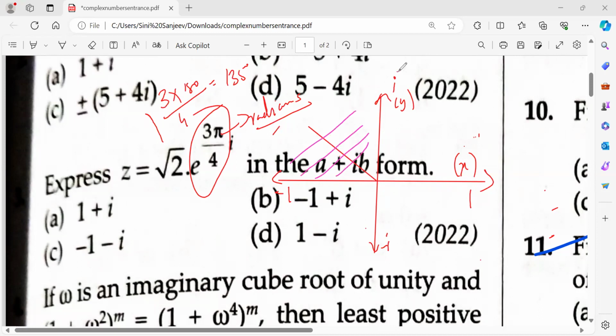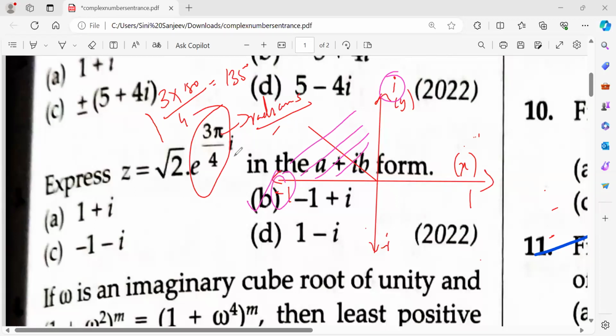Just see what is in the option here. i is there. What is here? Minus 1. So what is the answer? Option B, minus 1 plus i. Is it easy? Depending upon the degree only I'm marking. First thing is on the x-axis, it should always be 1. On the y-axis, it should be i. Is it clear for everyone? How to do it fast? This is the shortcut. Is it clear?